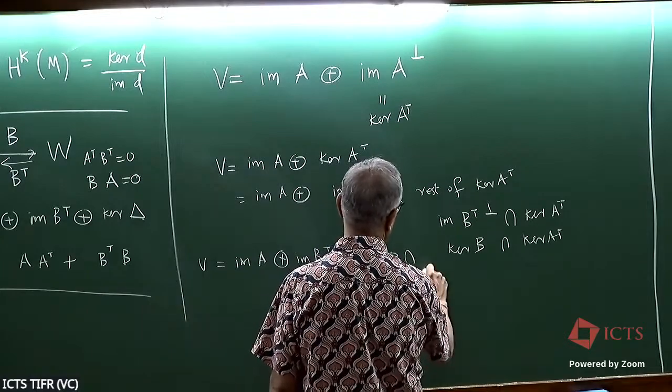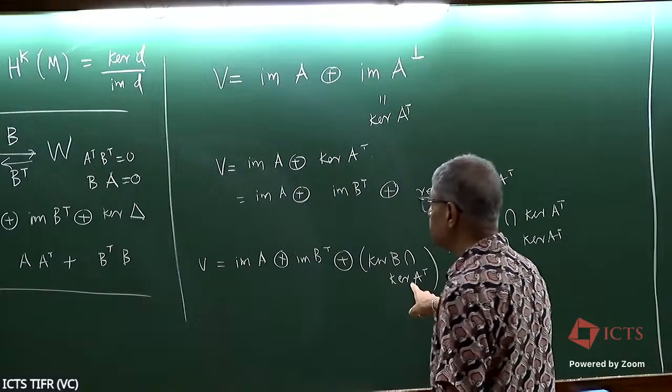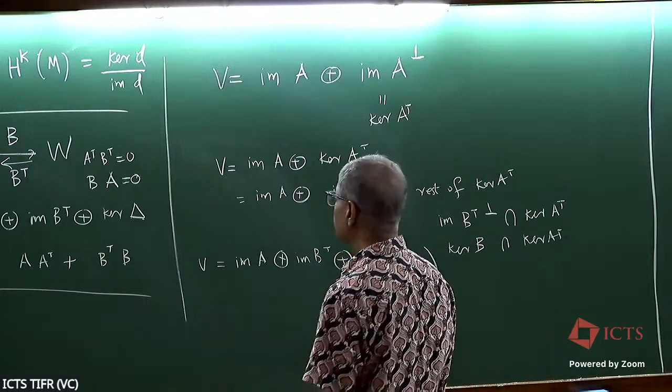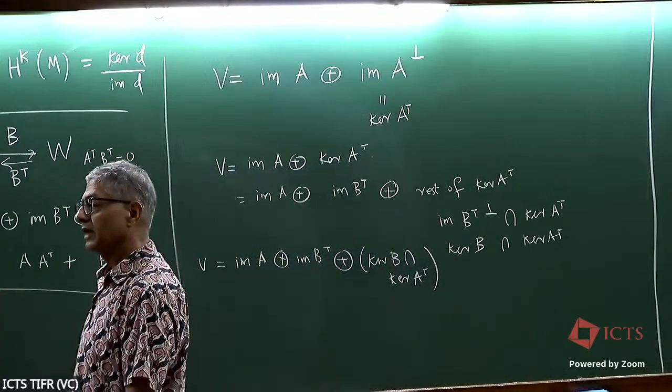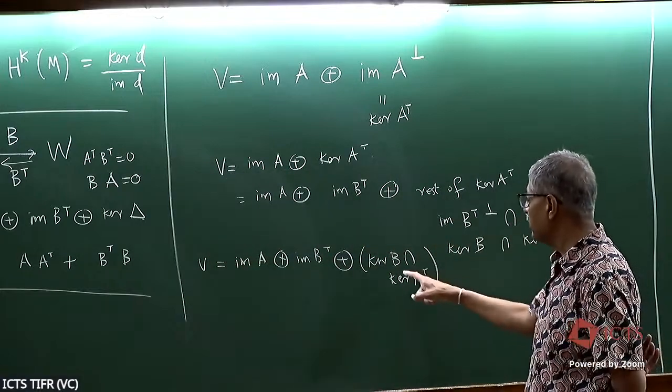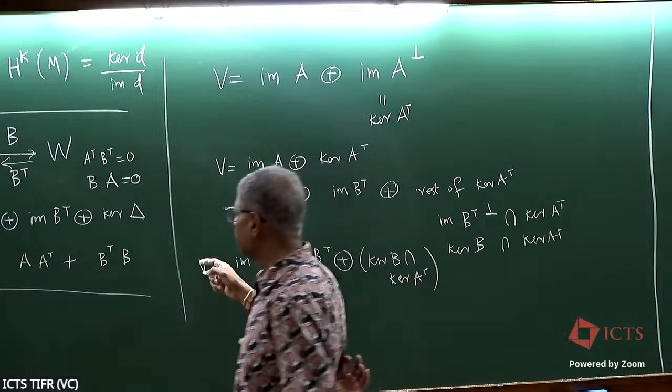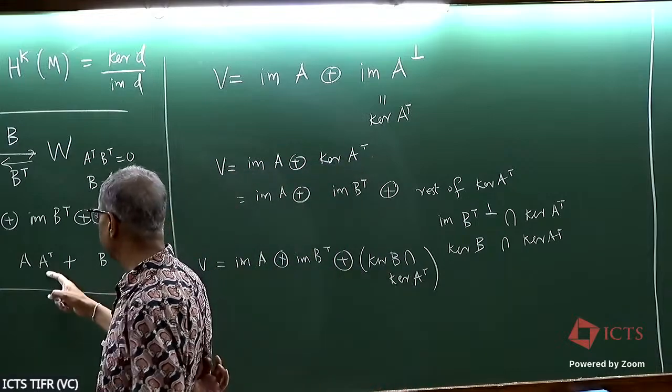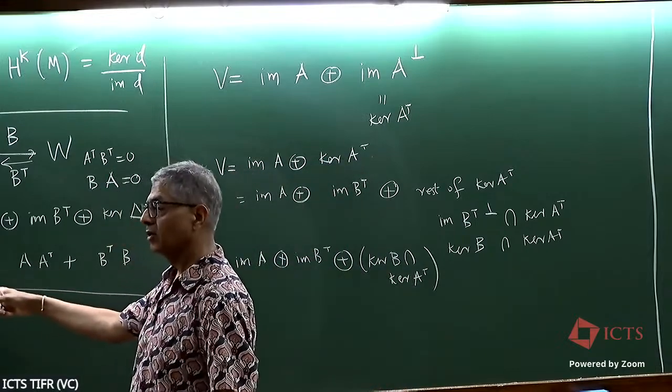So if I have not made any mistake, then this should be equal to the kernel of the Laplacian. So one direction is clear. If something is in the kernel of B and the kernel of A transpose, then it's clearly in the kernel of that.